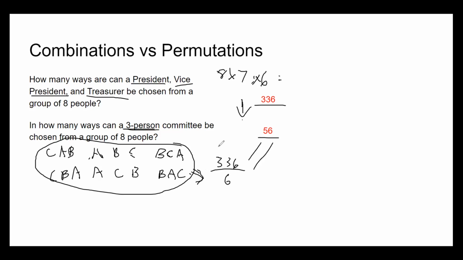And as we'll see very soon, you can also write this problem as 8 choose 3 equals 56, which we'll get to.